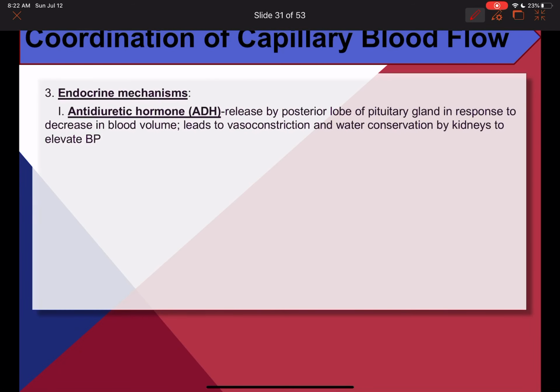All right, and the third method of controlling vasomotion is via endocrine mechanism. So for example, we talked about ADH, antidiuretic hormone, which can be released from your neurohypophysis in response to low blood volume, which will then lead to vasoconstriction and also water conservation by your kidneys, because that's what ADH is for, to reabsorb more water from your kidneys and elevate your blood pressure. Okay, by allowing more volume of water to be reabsorbed, it will increase your blood pressure back up by increasing that volume.